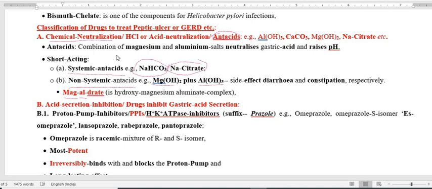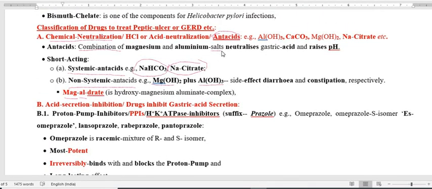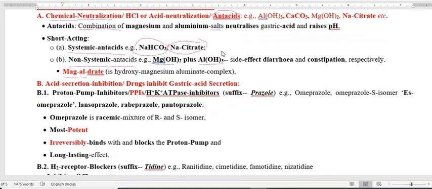antacid. And how are these drugs acting? They chemically neutralize the hydrochloric acid by combining with the hydrochloric acid, I mean the HCl, and therefore form water and salt. They form water and salt to neutralize the acid. So this is the mechanism of action of chemical neutralization, or the antacid.